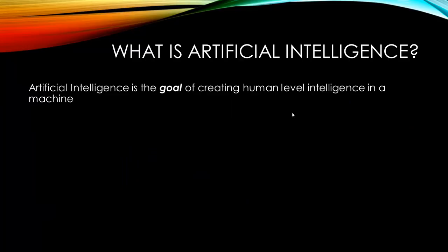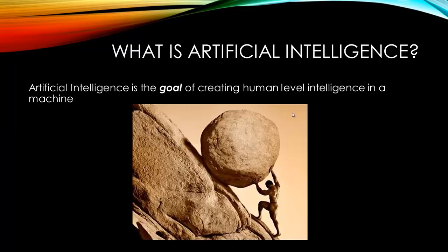The problem is this is the wrong term to be using for what these systems actually do. Okay, so let's talk about what artificial intelligence actually is. It's the research goal of creating human level intelligence in a machine. The goal. We have not achieved this goal, and in fact, I would argue we're not even close to it.